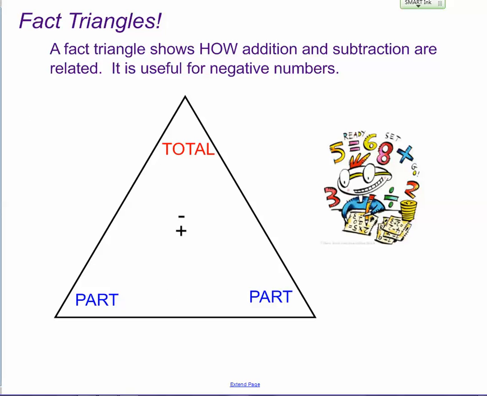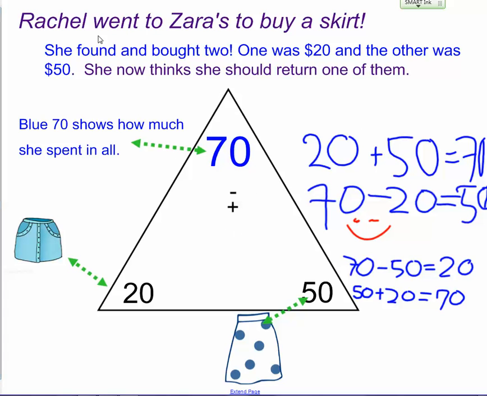So just for example, Rachel went to Zara's to buy a skirt, and she not only found one, but she bought two. One was $20 and the other was $50, and she now thinks she should return one of them. So this 70 is the total money she spent in all. If she returns the $20 skirt, 70 minus 20 is 50. She'll get $50 back. If she returns the $50 skirt, 70 minus 50 is 20, and she'll get $20 back.